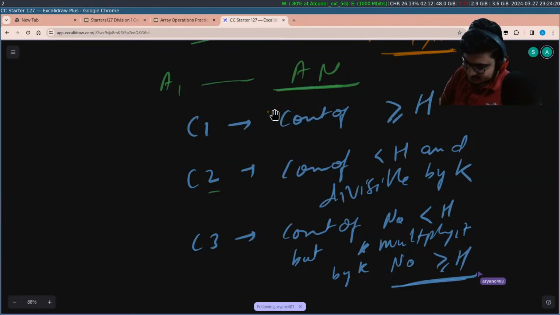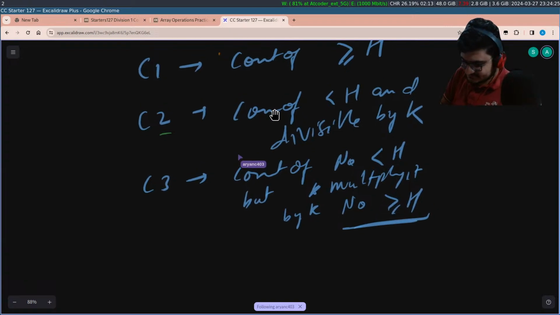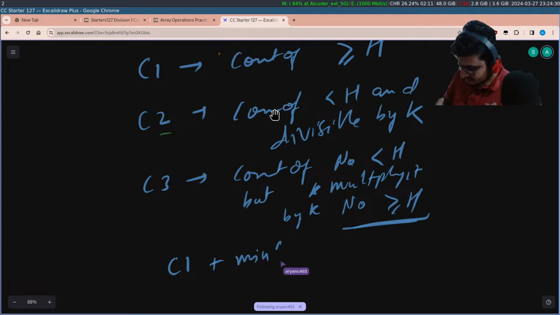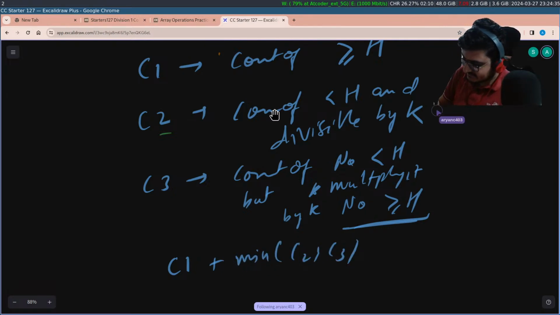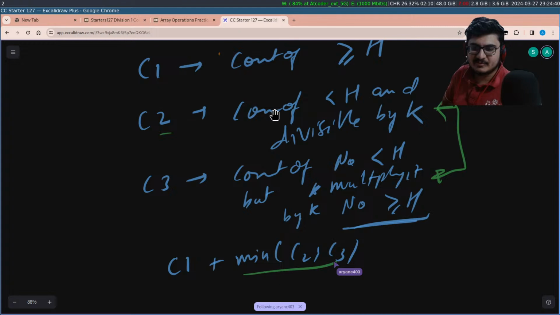If we have these three counts, then you can take C1 numbers directly and the minimum of C2 comma C3 over here. Because for every number like this, you can try to form a pair like this, and you would get the minimum of C2 comma C3 as the possible answer. This is the minimum possible count we can get. If we do something more, it can happen that we can get some more.